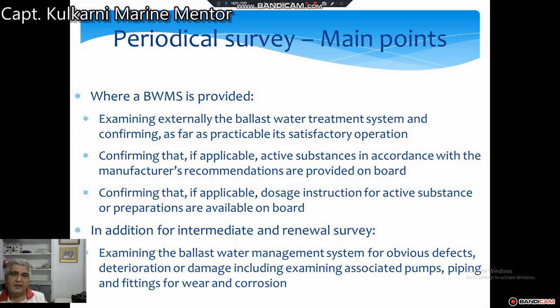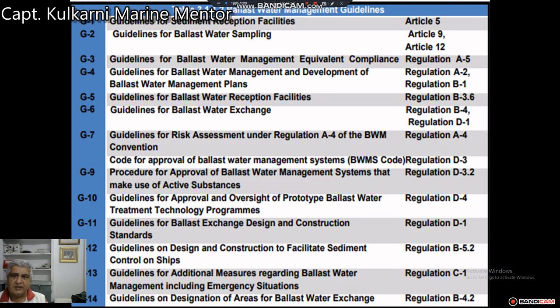Intermediate and renewal survey. Now this periodic survey is the annual survey or periodic survey which is done regularly. Now what are the guidelines? You look at the guidelines: G1, G2, G3. Sediment reception, ballast water sampling, ballast water management equivalent, ballast water management and development, ballast water reception facility. So whenever we are making a ballast water plan for a ship, we have to refer to all of them and then proceed further.